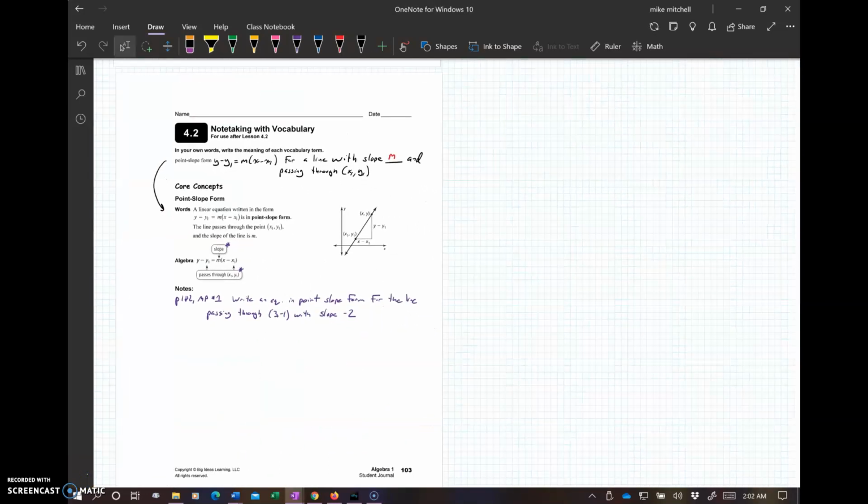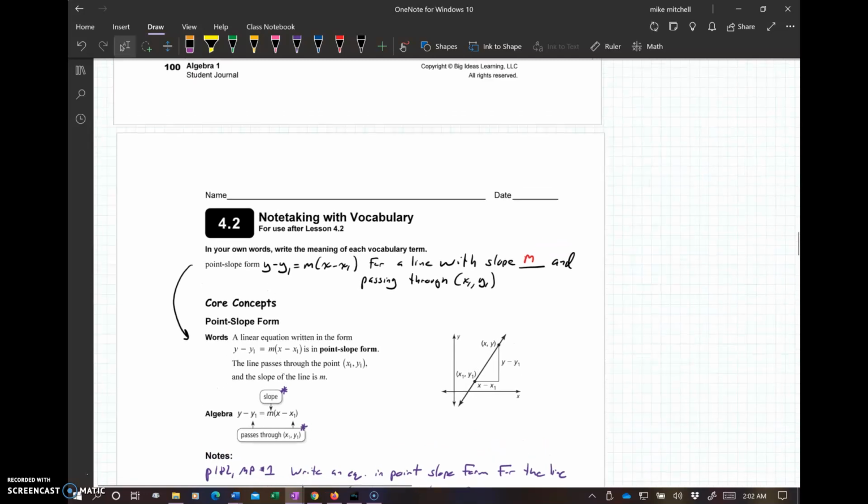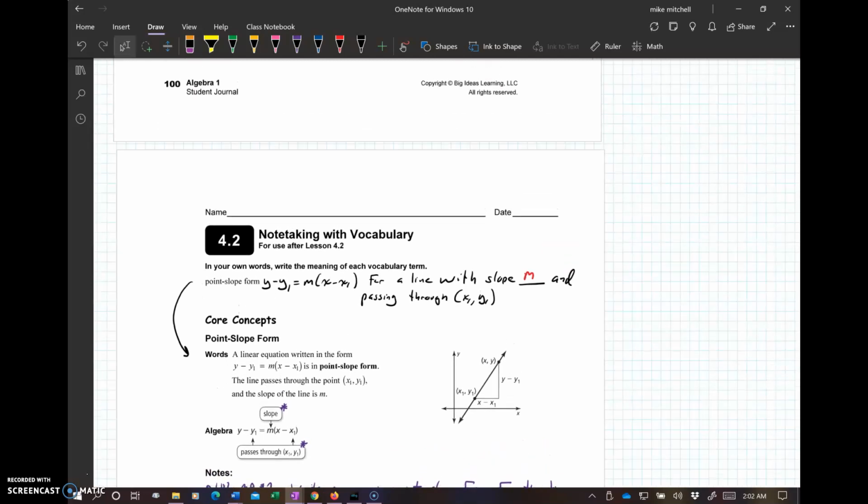Welcome to 4.2 in your Algebra 1 journal, page 103. We're going to be writing equations in point-slope form.